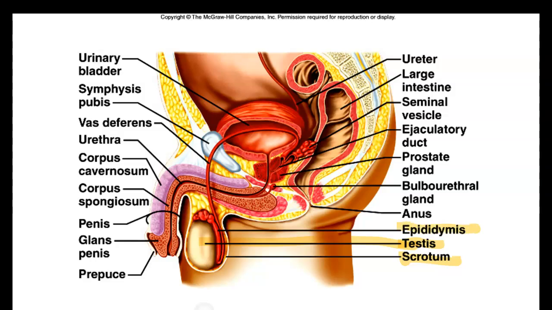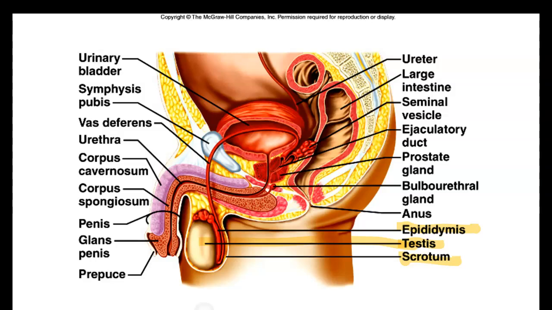And so you see the epididymis here. That's going to be the structure that sits up top. So the epididymis is going to be located at the top of each testicle, and it's basically going to be a tightly coiled tube that's going to store sperm while they mature. So the sperm is going to be made in the testis and then goes to the epididymis to mature.